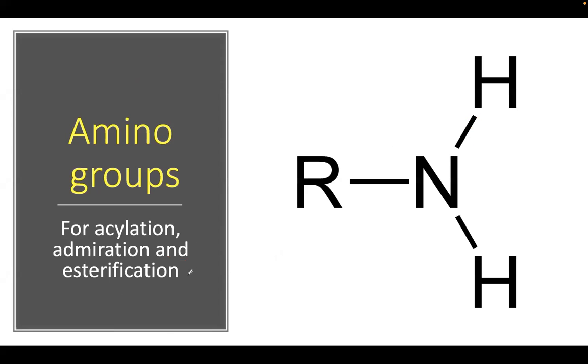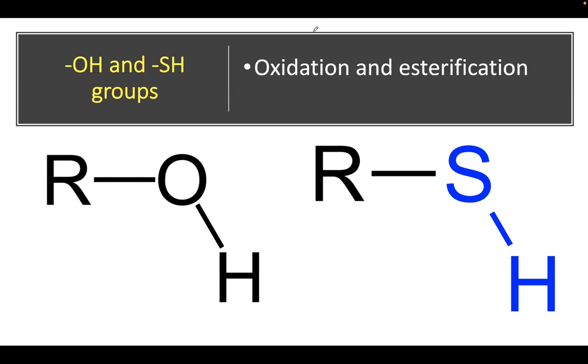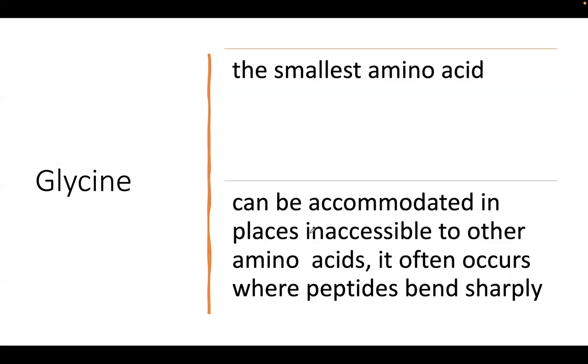Now the amino groups have the following functions: acylation and esterification, that's for the amino groups. Now for the sulfhydryl and the hydroxyl groups, the main function of these groups is oxidation and esterification. So hydroxyl and sulfhydryl groups: oxidation and esterification.